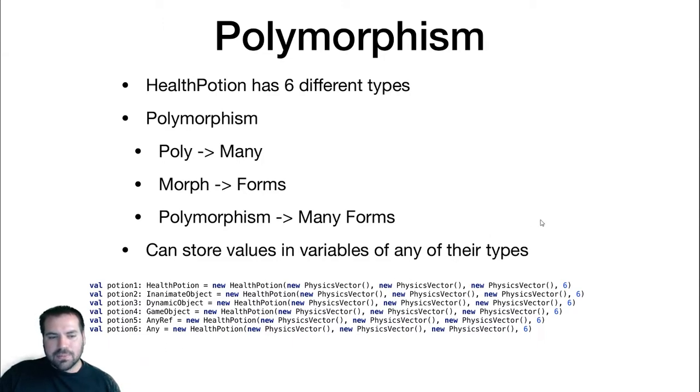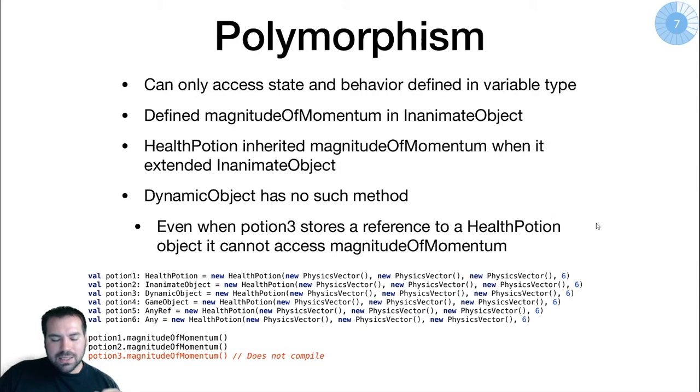So it's polymorphism because we can store a value in a variable of different types as long as it's higher up on the inheritance tree, that it eventually extends that. What we lose from this is we can only access the state and behavior of the type of the variable storing that object. So once we store a health potion in an AnyRef, we lose all access to the health potion specific code.